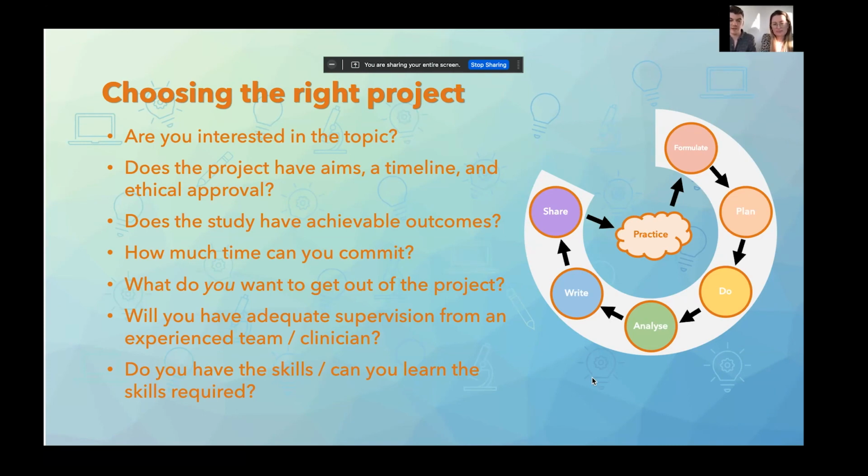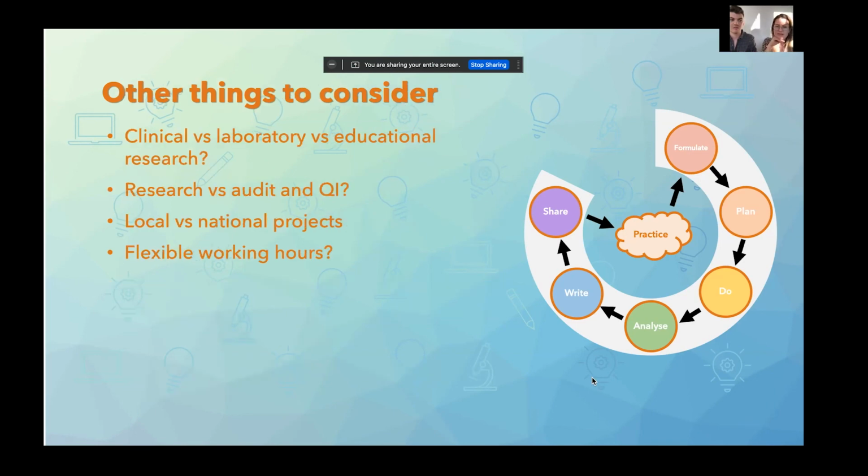Thinking about skills, for a particular project, you don't necessarily have to have the skills yourself, but what you do need is adequate supervision from someone experienced in that area. And you need to know whether or not you can learn those skills. So knowledge at the time isn't necessarily a barrier if you're willing to put in the work.